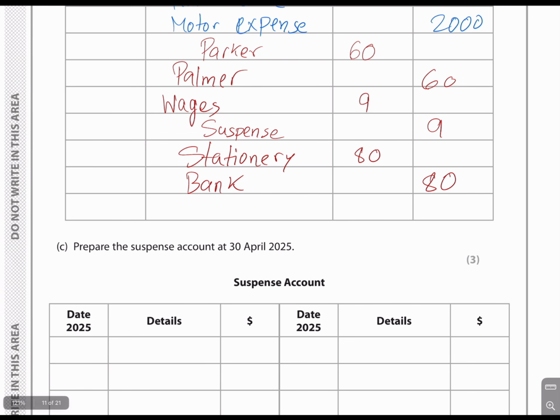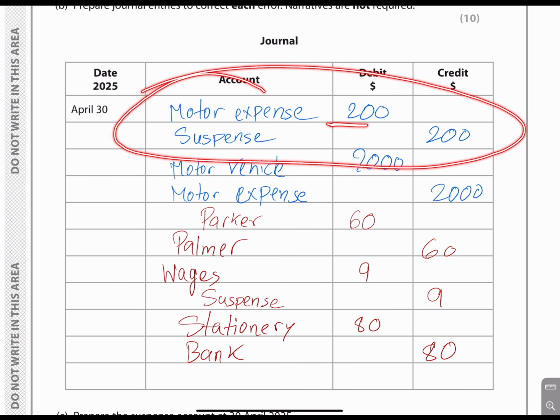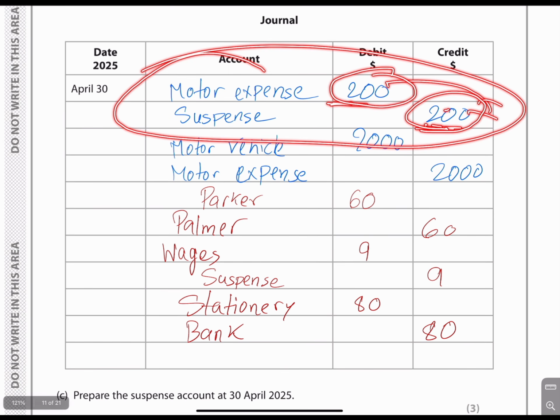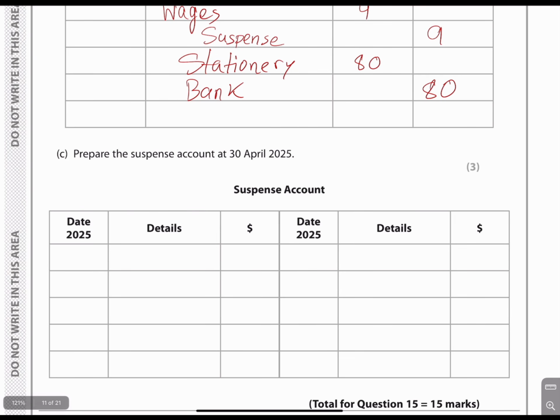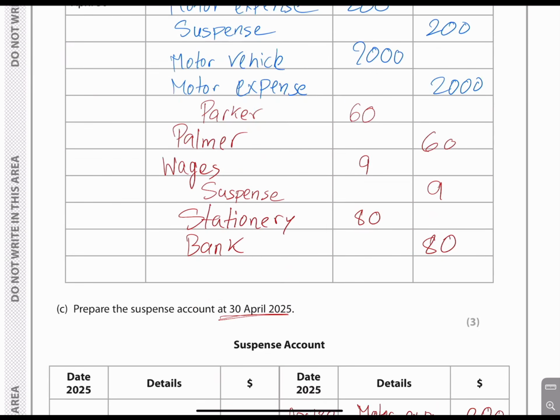Let's just transfer the suspense journals first here. Motor expense was debit, and suspense was on credit side. So if we want to transfer this to suspense account, it would be entered on credit side, and we write it as motor expense. So on credit side, motor expense 200. And on date, as we are preparing for 30 April, we just write 30 April. And what's another suspense related transaction we have got?